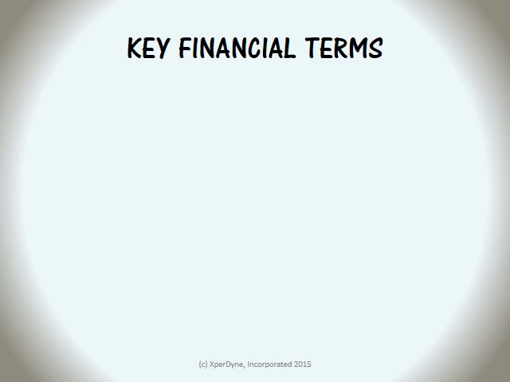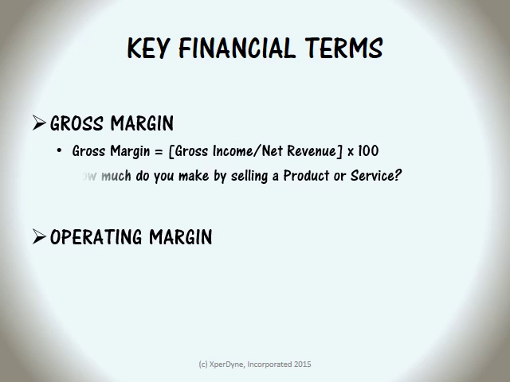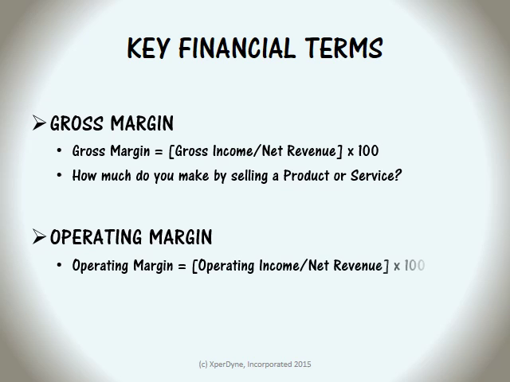As this video uses various financial terms, such as gross margin and operating margin, it may be helpful to review our other videos in the financial literacy section. Calculated from net revenues and gross and operating incomes, gross margin examines how much money is made on product sales, while operating margin examines the overall business.